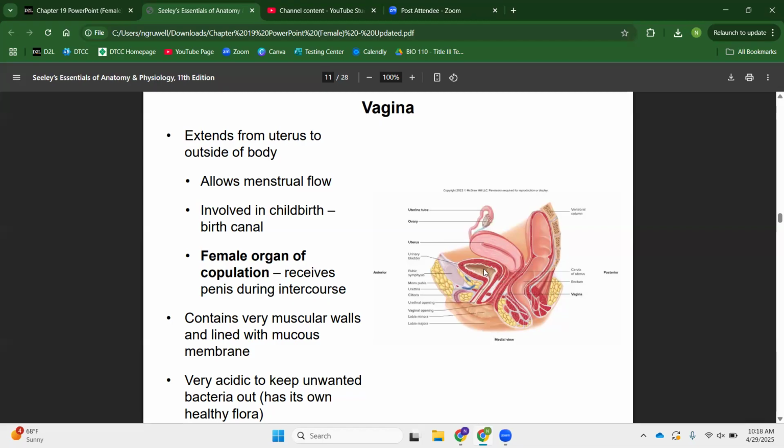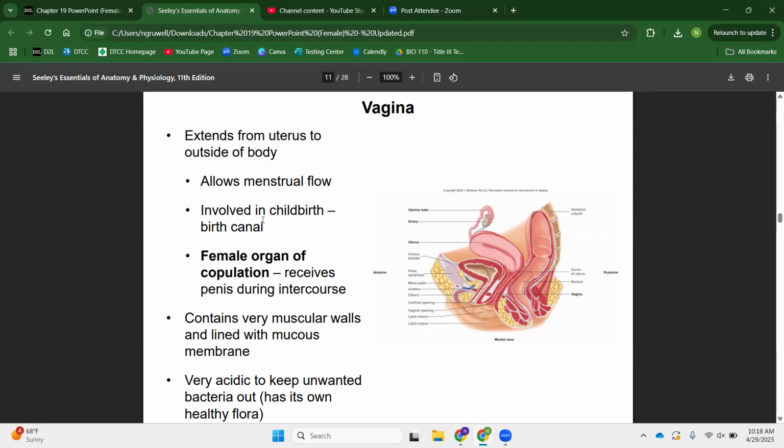This is one of the reasons, as we spoke about in chapter 18, that when women are pregnant, they end up having a bit of a smaller bladder because that uterus is going to expand right on top of the urinary bladder. So the uterus, of course, allows menstrual flow if that endometrium is sloughed off.